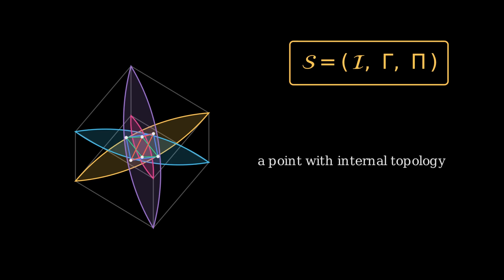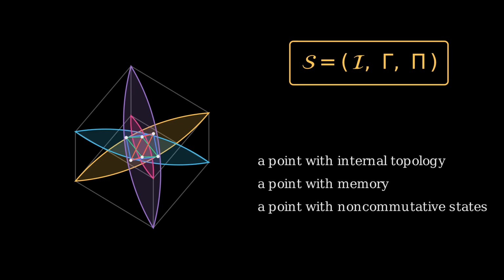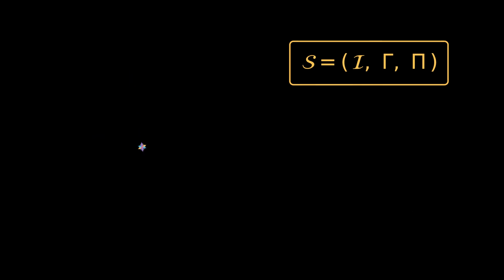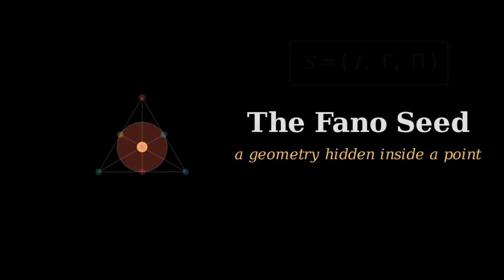A point with internal topology. A point with memory. A point with non-commutative states. A point that can be planted into a larger space and allowed to act on the geometry around it. The classical point tells us only where we are. The Fano Seed may also tell us what transformations are possible there.